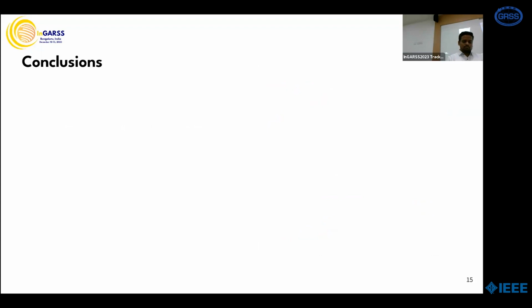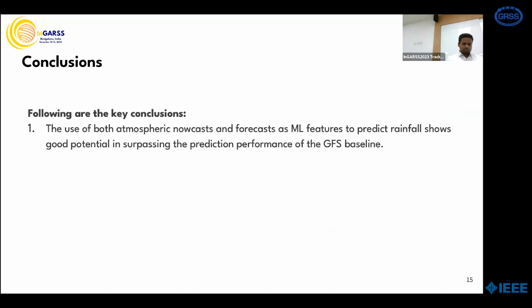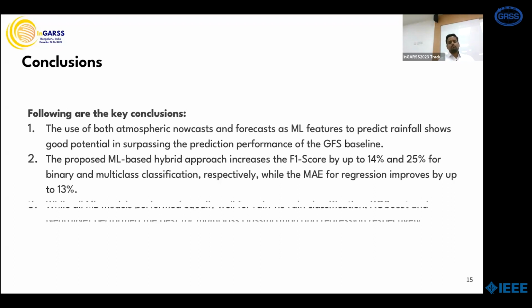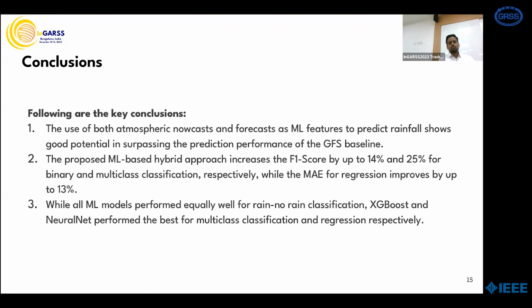This work presents a novel machine learning-based hybrid approach to predict the rainfall that effectively leverages atmospheric nowcast and forecast information from the GFS. Following are the key conclusions. The use of both atmospheric nowcast and forecast as machine learning features to predict the rainfall shows good potential in surpassing the prediction performance of the GFS baseline. The proposed model shows from 13 to 25% improvement in the prediction accuracy for binary, multi-class, as well as regression techniques. ML models perform equally well for binary classification. XGBoost and neural net perform the best for multi-class classification as well as regression.